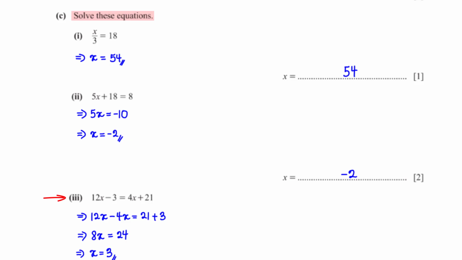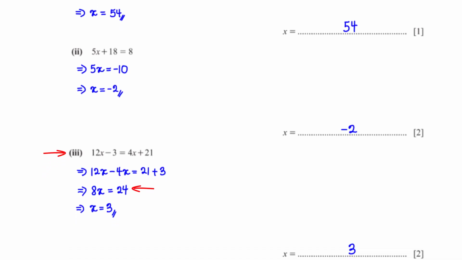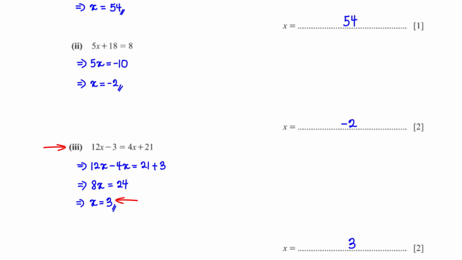12x minus 3 equals 4x plus 21. When we group like terms, this is what we have. 12x minus 4x is 8x. 21 plus 3 is 24. When we divide both sides by 8, we get x equals 3.